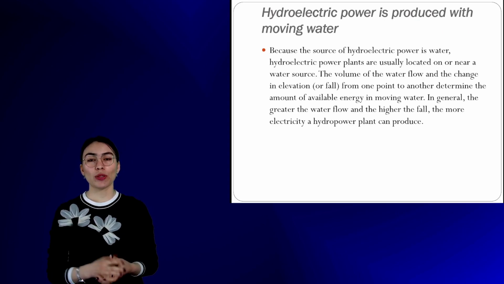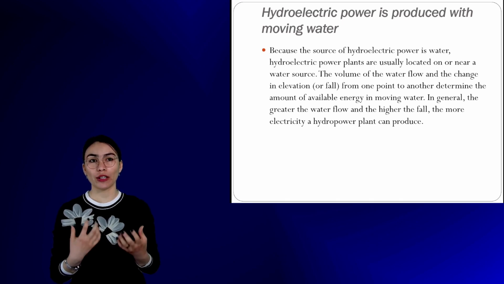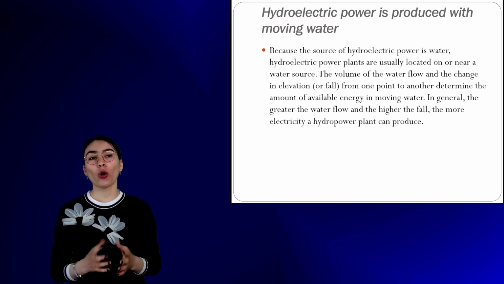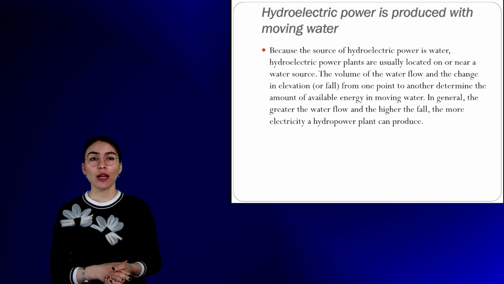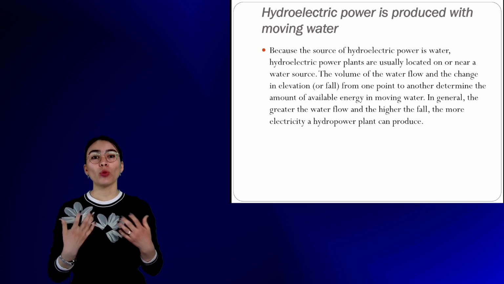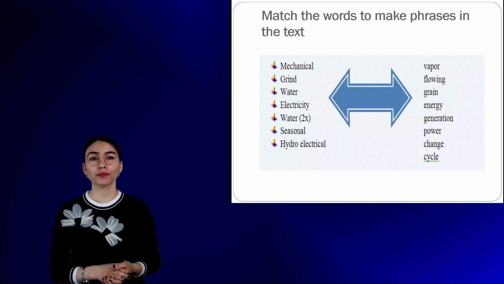Hydroelectrical power is produced with moving water. Because the source of hydroelectric power is water, hydroelectrical power plants are usually located on or near a water source. The volume of the water flow and the change in elevation, or fall, from one point to another determine the amount of available energy in moving water. In general, the greater the water flow and the higher the fall, the more electricity a hydropower plant can produce.